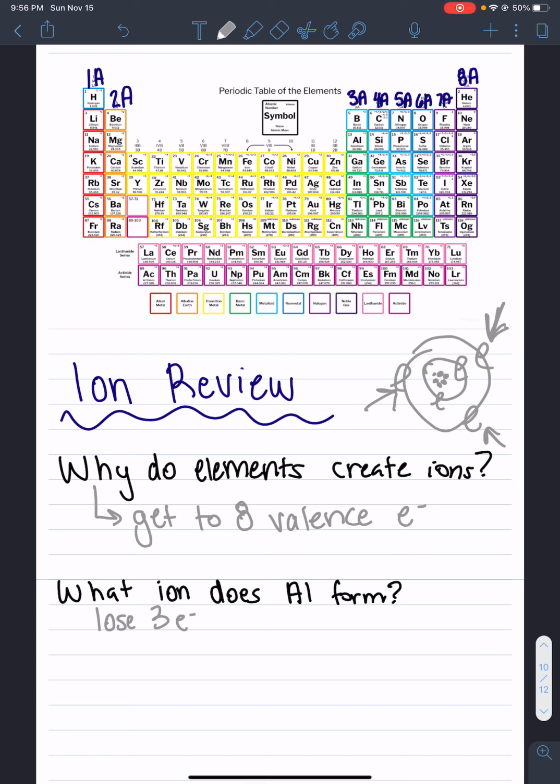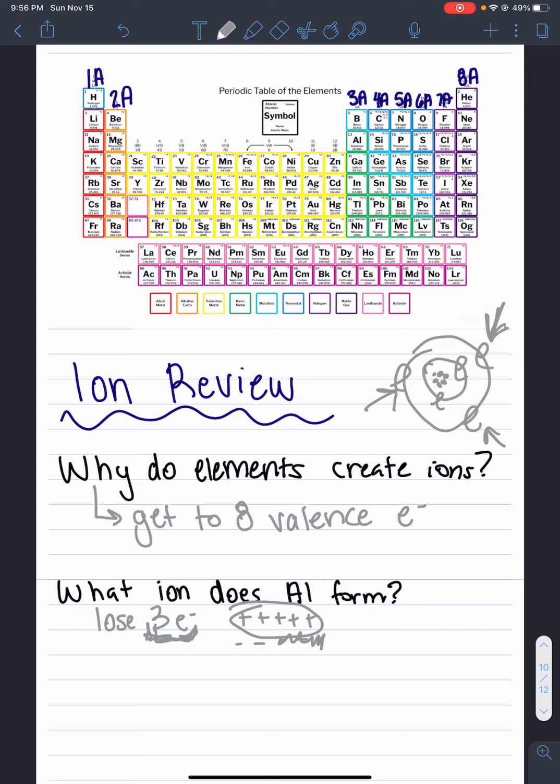So if you remember, electrons are negative. If they're losing negatives, think if they have a bunch of positives here and a bunch of negatives and they equal each other. But if they're going to lose some of these negative ones, they're going to have way more positive than negatives. So Al is going to have a positive charge. It's going to lose 3, so it's going to have a positive 3 charge.